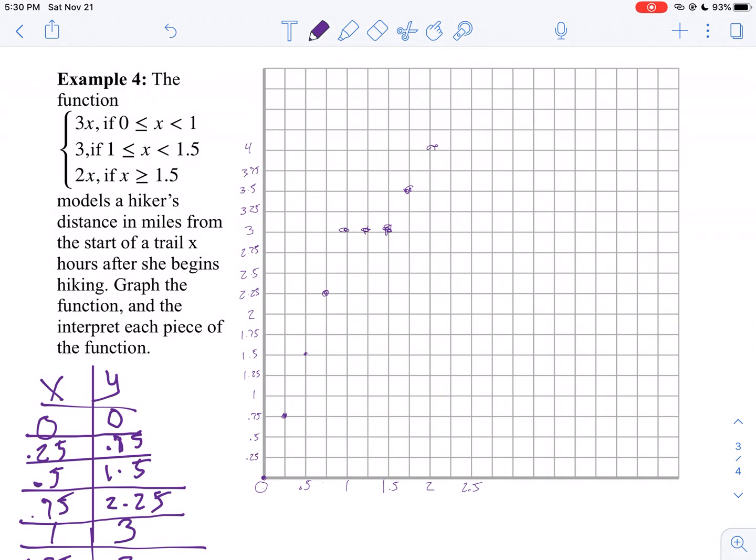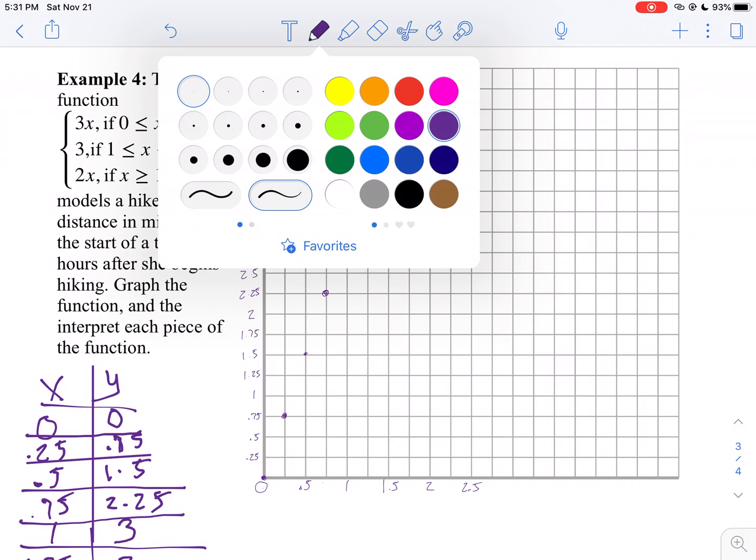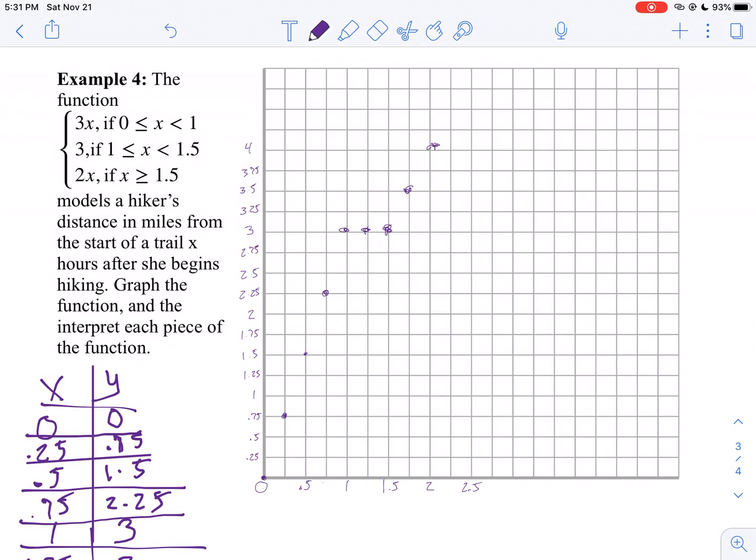Now let's connect the parts. I'm going to connect the line from 0 to 1. So from 0 to 1, my line looks like that. Then I have a horizontal line from 1 to 1.5, and then I have another line after I'm at 1.5. And then I'm supposed to interpret each part of the graph.